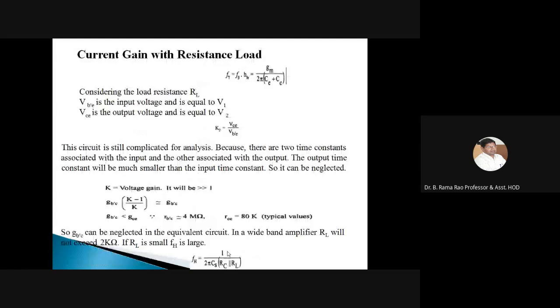Thus the frequency up to f_beta is known as the bandwidth. Because at f equal to f_beta it becomes 0.707 times, this is nothing but the 3 dB frequency. So you can say that the frequency up to this f_beta is nothing but the bandwidth.